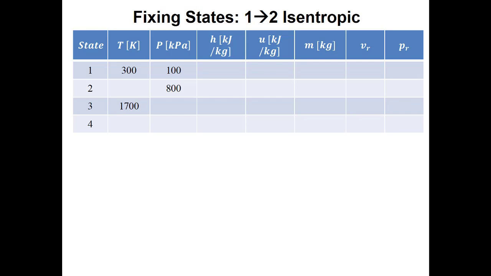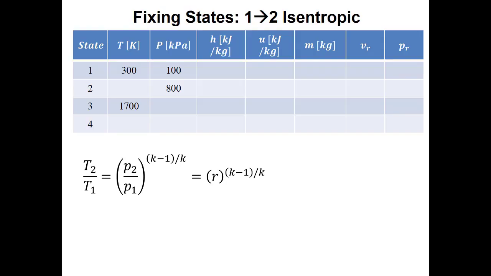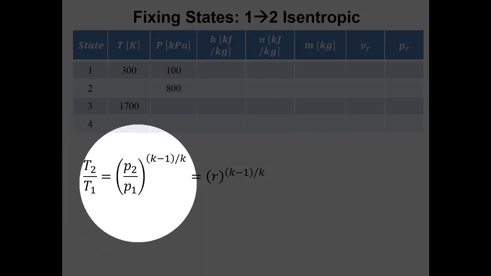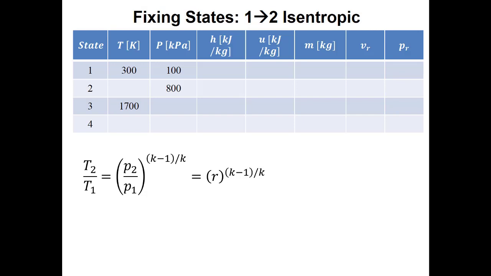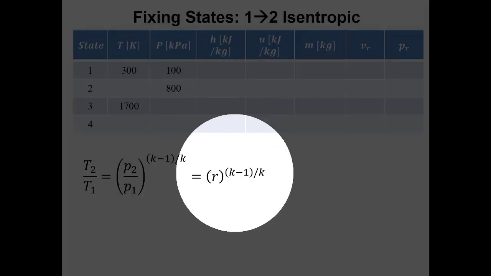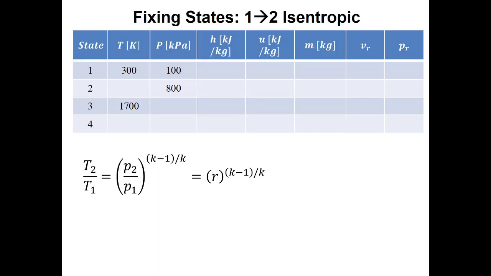Here, I can use the isentropic relationships. And because I'm doing a constant specific heat analysis, I'm going to look for an expression with K in the exponent. With open systems, it doesn't make sense to talk about volume ratios. So instead, we talk about pressure ratios. I'm going to look for an expression with K in the exponent that relates the temperature ratio to the pressure ratio. I know the pressure ratio, P2 over P1. In this case, that's 8, 800 divided by 100. K is 1.4. So I can work this out. This is going to be 0.4 divided by 1.4. And then I know T1. So the only thing I don't know here is T2. So I can isolate for T2 and find that it's 543 Kelvin.